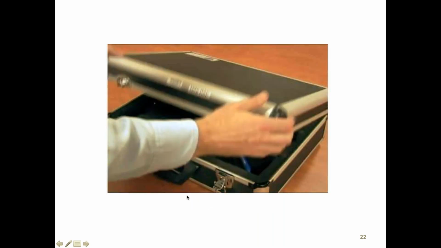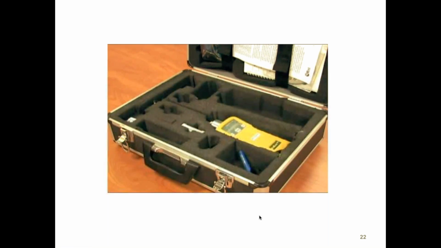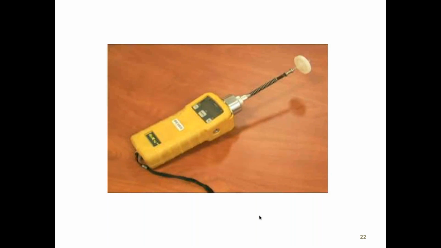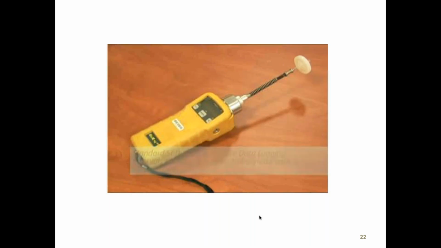The Mini Ray 2000 comes with an instruction manual, a calibration certificate, external charger, CD software, data transfer cable, zero filter, and technical note TN106. Unpack and confirm you received everything. Galson Laboratories will preset the unit to your custom settings or a standard setting of 1-minute data logging intervals calibrated against isobutylene. You'll notice in the bottom of it there are two ports.